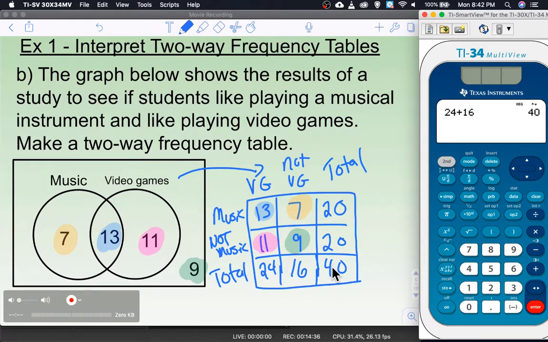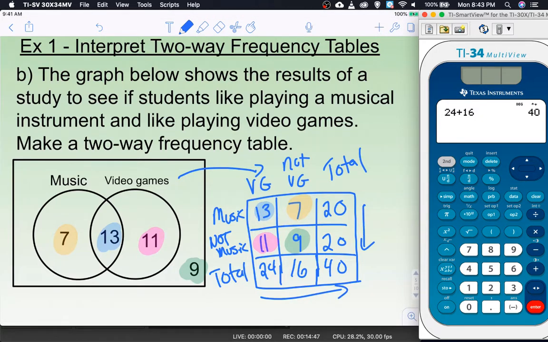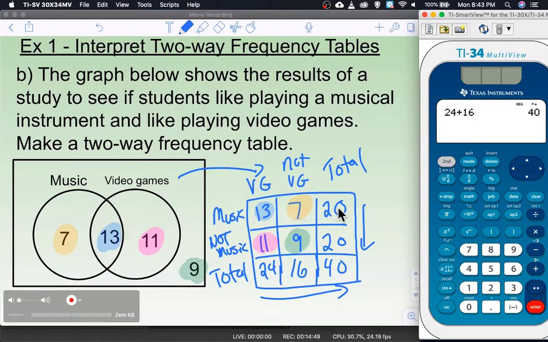No, I'm not going to make this 80. I don't add the 40 here and the 40 there to make this 80 total. No. Okay, so it should just be this math should add up. This math should add up for all 3 rows. 13 plus 7 is 20. 11 plus 9 is 20. 24 plus 16 is 40. Check.